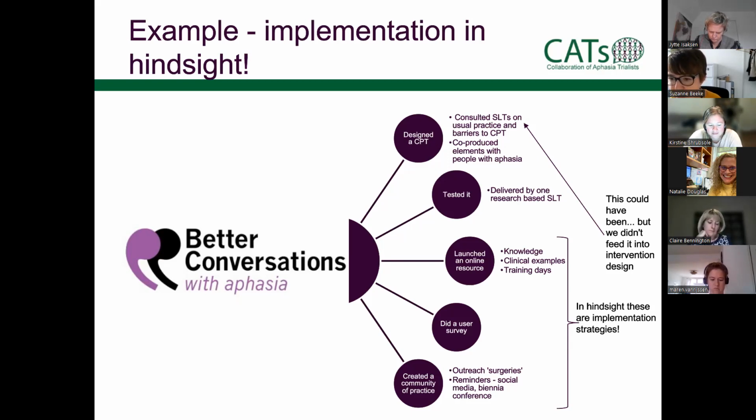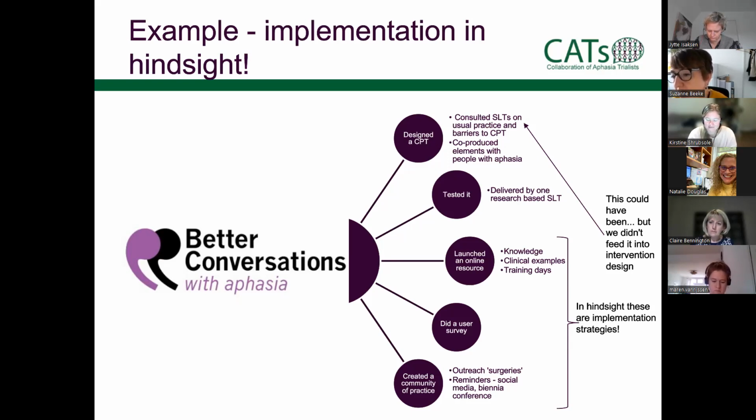And also something we did very early on, a lovely piece of work that Nicola Sermon did when she was working with us on the original Better Conversations with Aphasia project, where we were designing the intervention. She did a survey and then some follow-up focus groups with speech and language therapists on their usual practice in communication partner training, and their views of barriers to using communication partner training, which I can now see was a really good implementation focused approach.